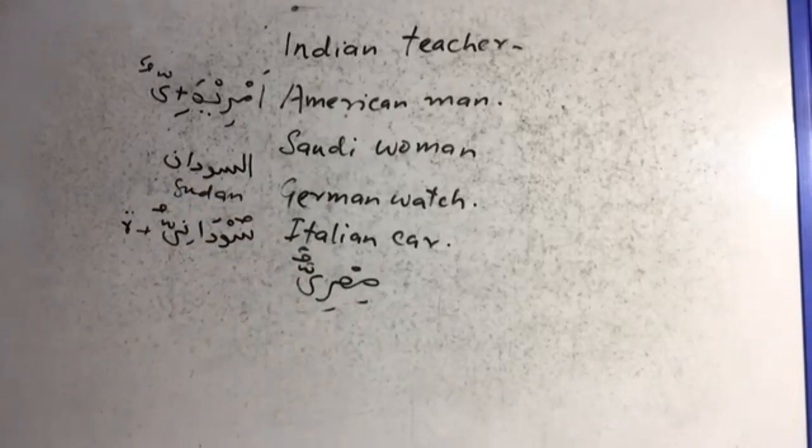So for an Egyptian lady, Misriyatun. So I can say, Ana min Misra, I am from Egypt, wa ana Misriyun, and I'm Egyptian, right? I am from Egypt and I'm Egyptian.